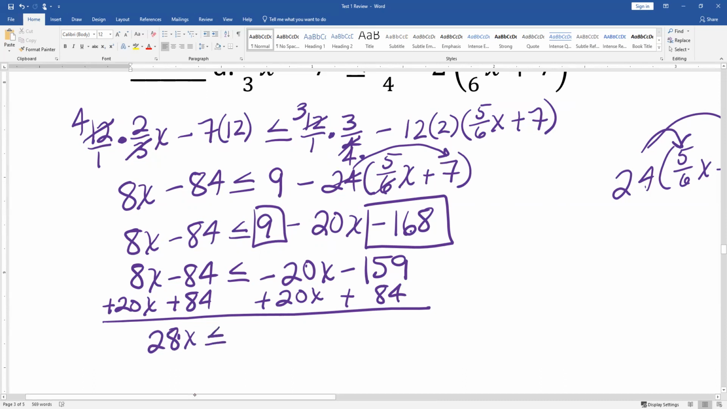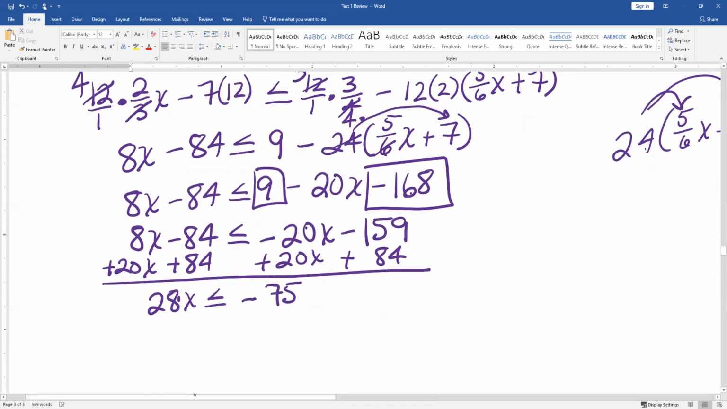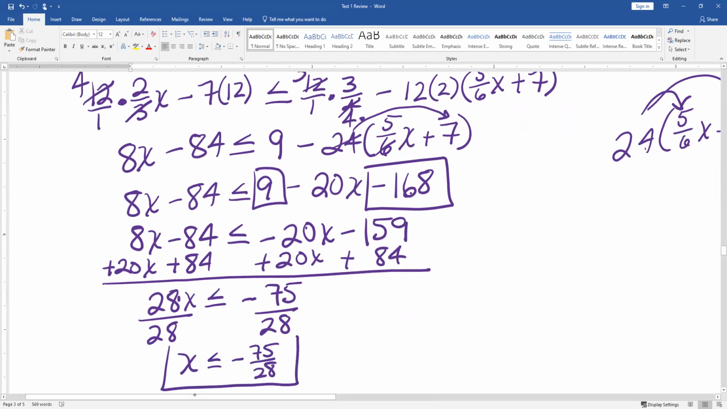which is less than or equal to negative, let's see, 9 take away 4 is 5, 15 take away 8 is 7. So negative 75. And then for our last step, we divide both sides by 28 and we leave it there. X is less than or equal to negative 75 over 28. Done.